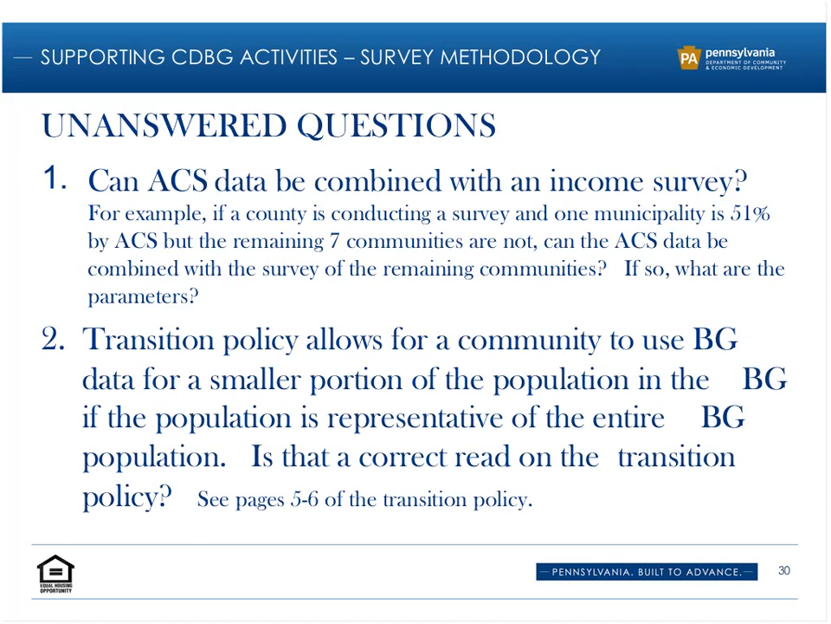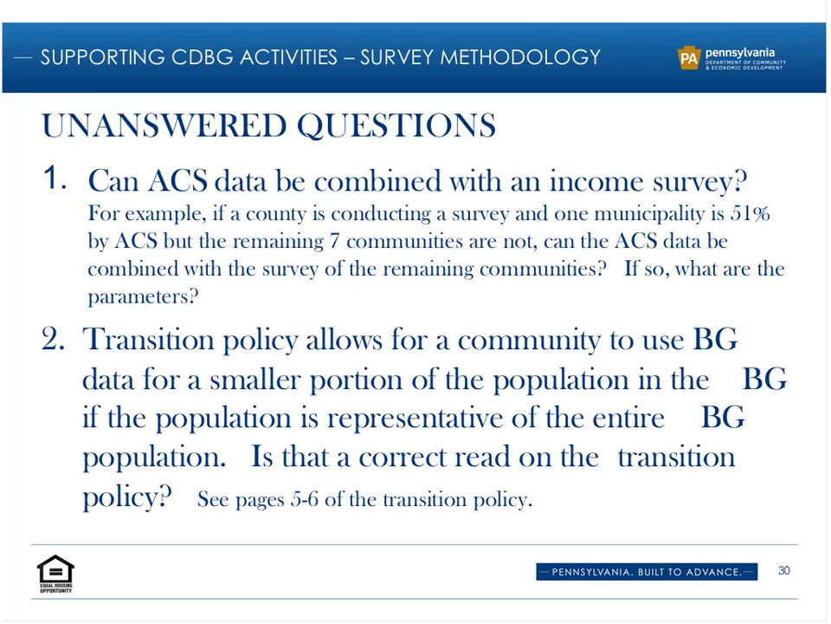And the first question is, can ACS data be combined with an income survey? The example is the county's conducting a survey, and one of the municipalities is 51% by ACS, but the remaining 7 communities are not. Can you use the ACS data combined with surveying the remaining communities who are not over 51%? HUD methodology does not address combining census and survey. I know that DCED had a policy, but it was used in very limited instances, but we have put this forth to HUD for them to give us a response.